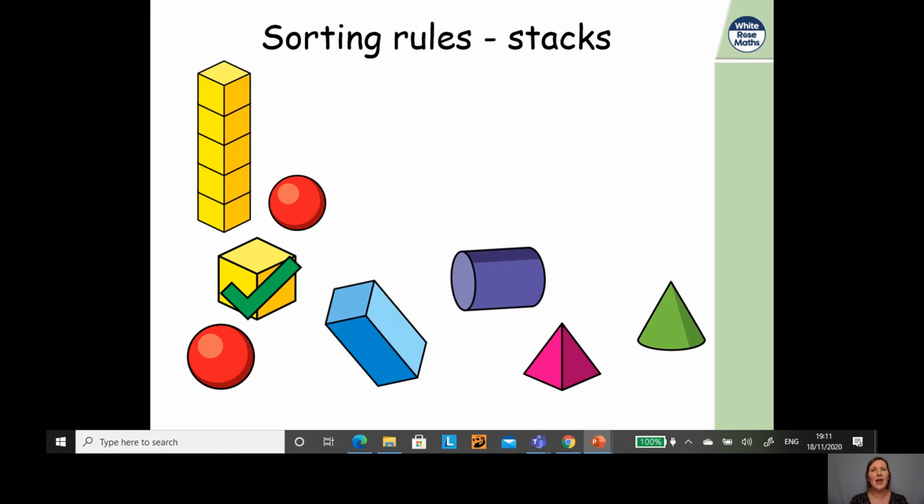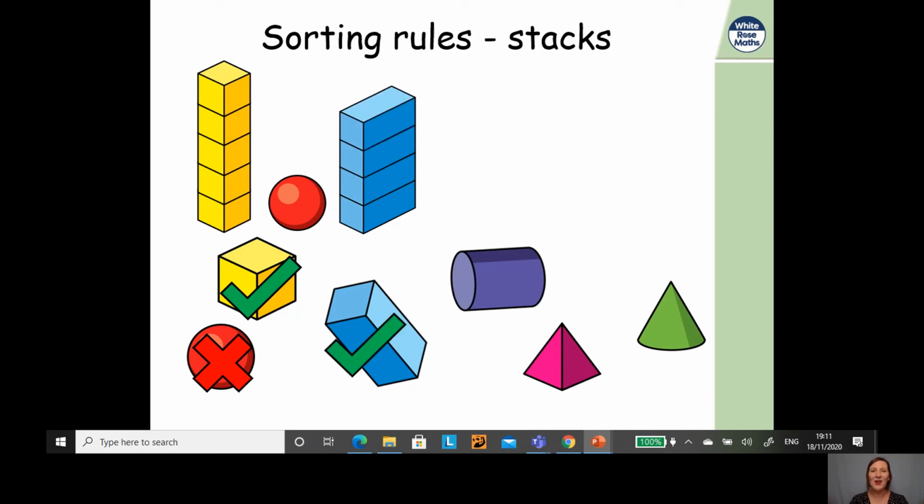The next shape we're going to have a look at is the sphere. Do you think that stacks or does not stack? Let's see. Oh, it doesn't stack, does it? The sphere does not stack. My next shape is my cuboid. Does my cuboid stack or not stack? That's right, it does stack. Look at my stack of cuboids. Brilliant.